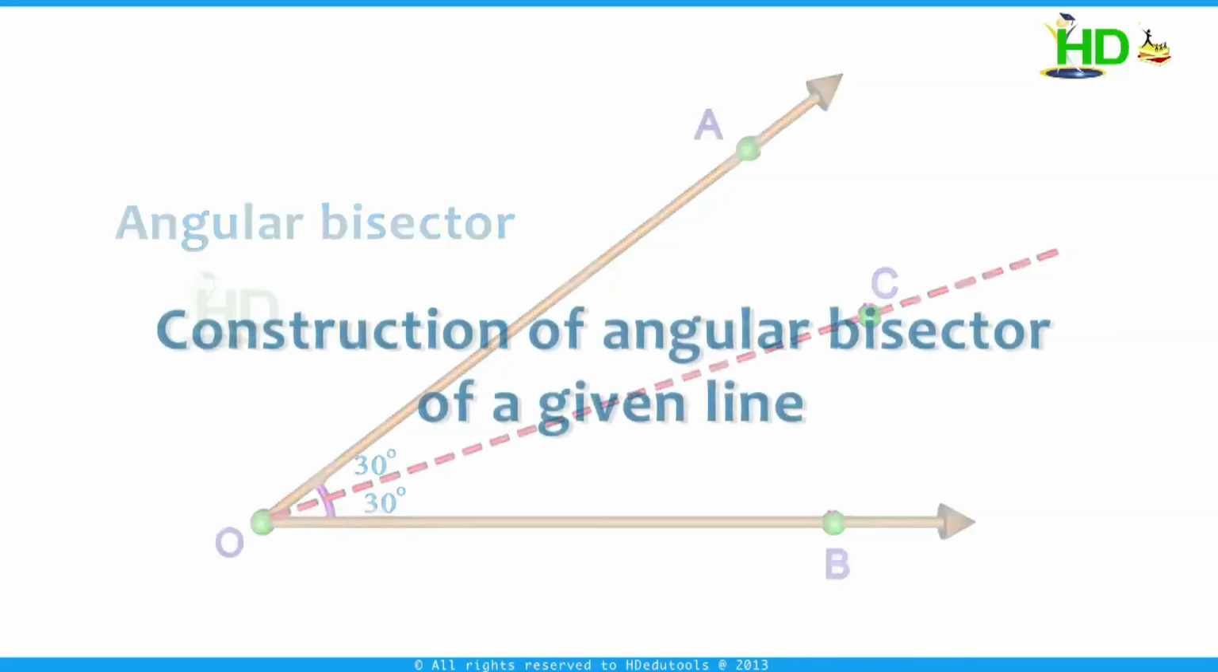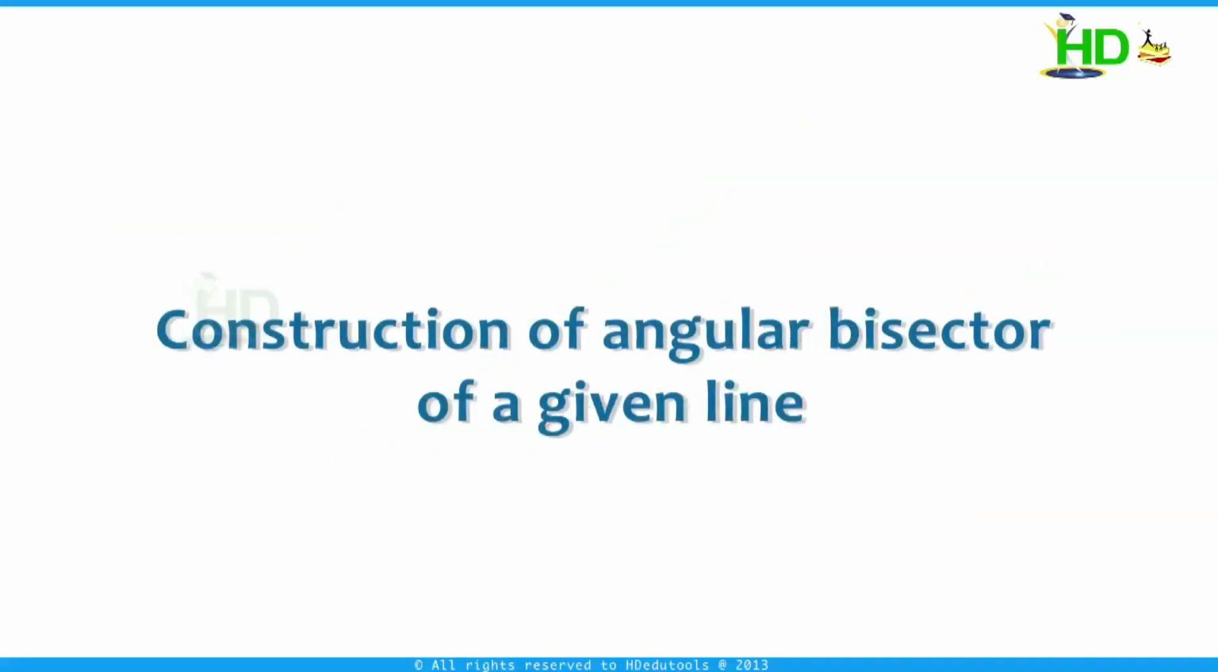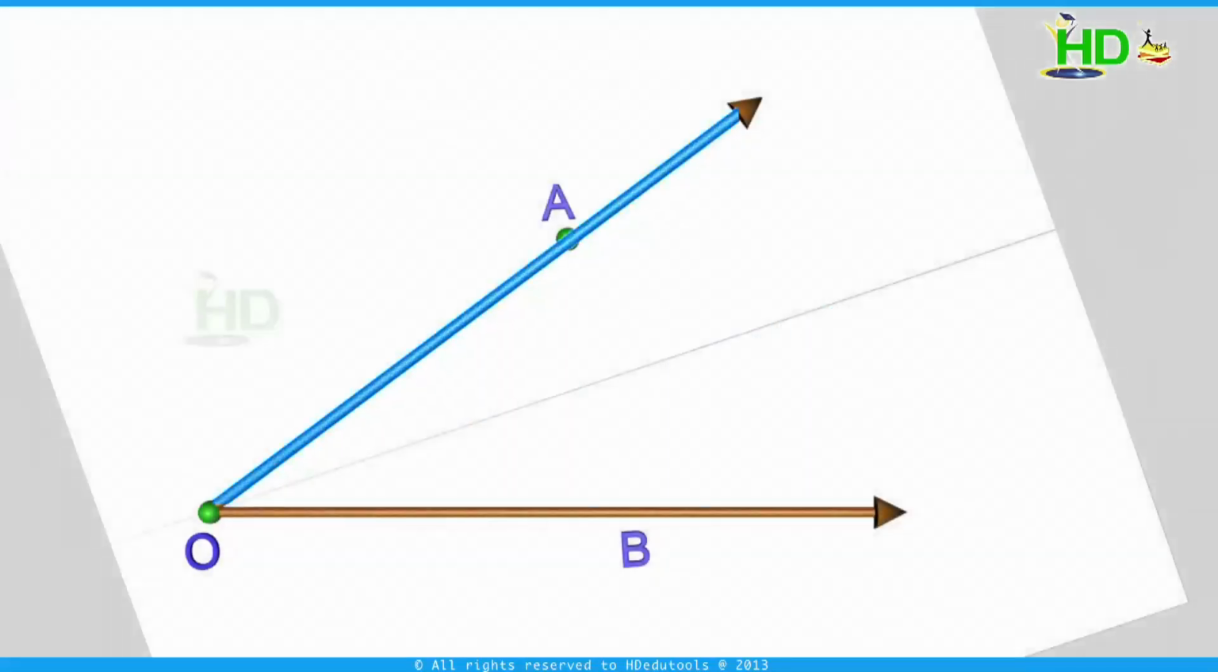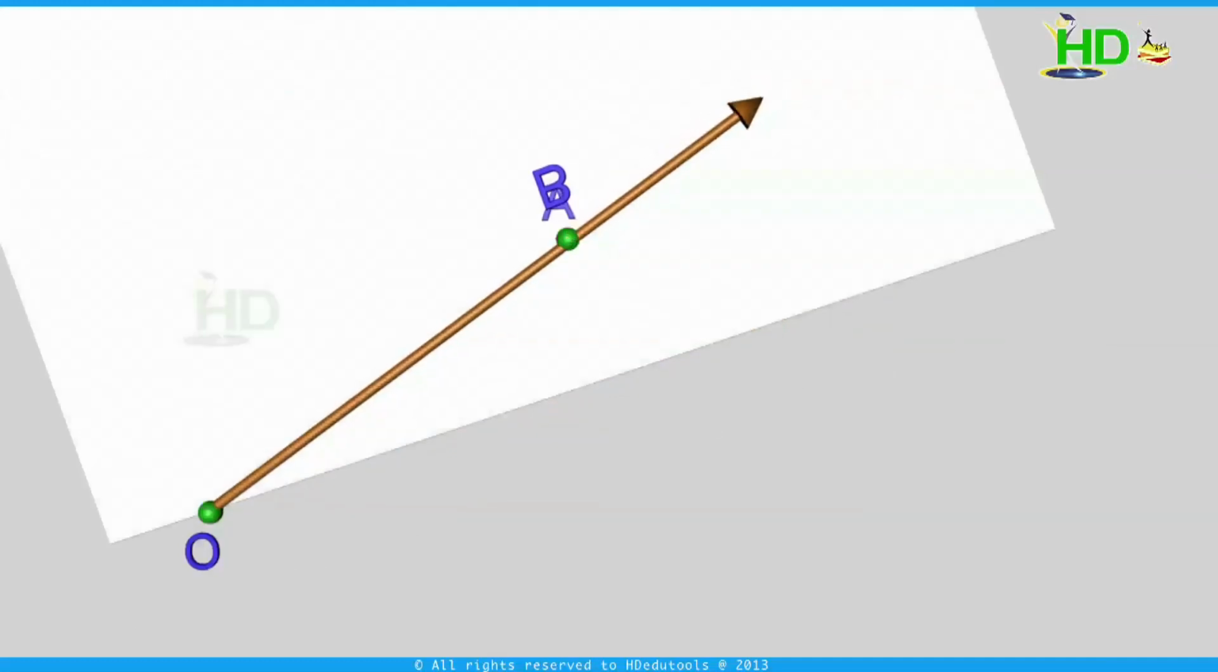And now we learn how to construct to bisect a given angle. OA and OB are two rays. They meet at O. Due to this, we get an angle AOB. To construct an angular bisector, you fold this paper so that these two rays meet each other. You fold the sheet through O such that the rays OA and OB coincide.